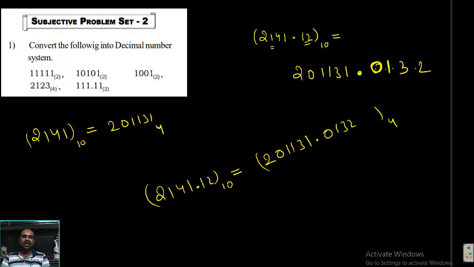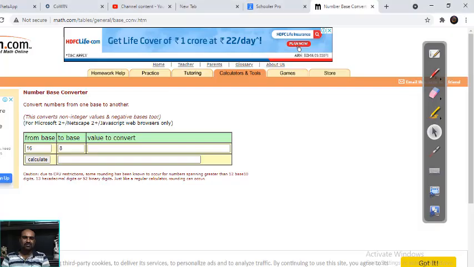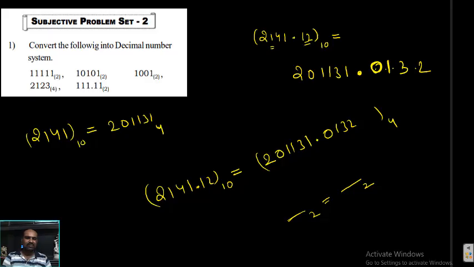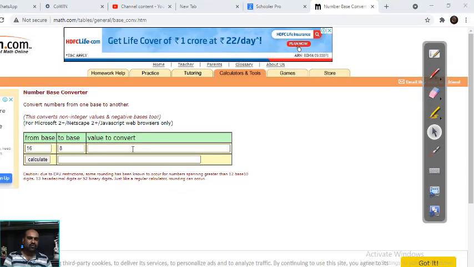Okay, here I will provide a website link. By using that website, we can convert any number in any base to another base. So I will show you. See here: from base to base, value convert and calculate. For example, we did one problem now. So what is the problem here? 2141.12.